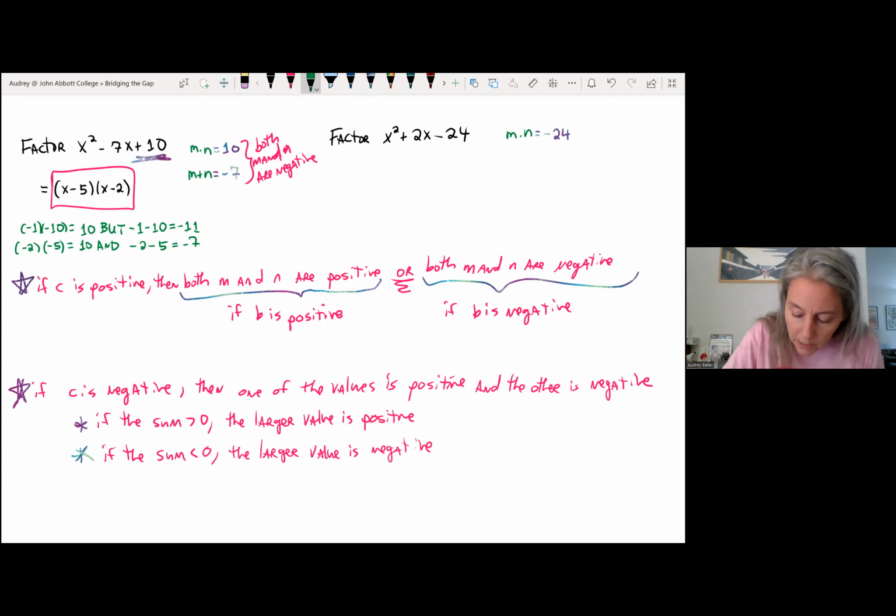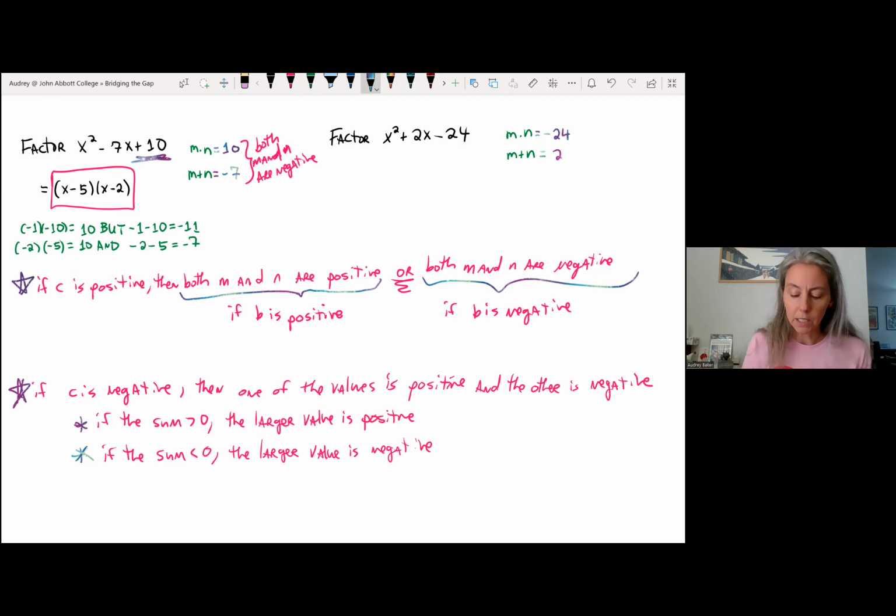But m plus n, we want to be equal to 2, so it is a positive number. So when I add those two values together, if one is negative and one is positive, in order to have the result be a positive value, the larger value is positive. So if the sum is greater than 0, the larger value is positive, and if the sum is less than 0, the larger value is negative.